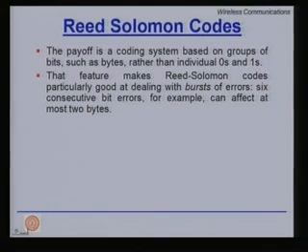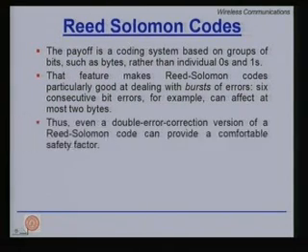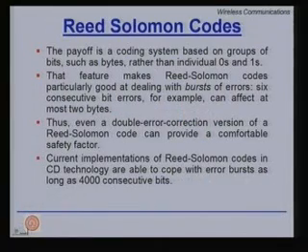This feature makes the Reed-Solomon codes particularly good at dealing with burst errors. 6 consecutive bit errors, for example, can affect at most 2 bytes. Thus, even a double error correcting version of a Reed-Solomon code can provide a comfortable safety margin. That is the inherent advantage. The disadvantage, of course, is you have to work in higher Galois fields. The current implementation of RS codes in CD technology are able to cope up with error burst as long as 4000 consecutive bits.